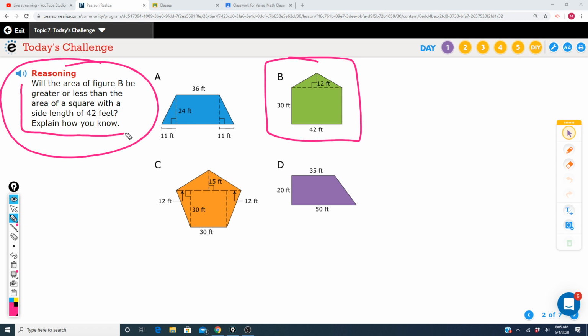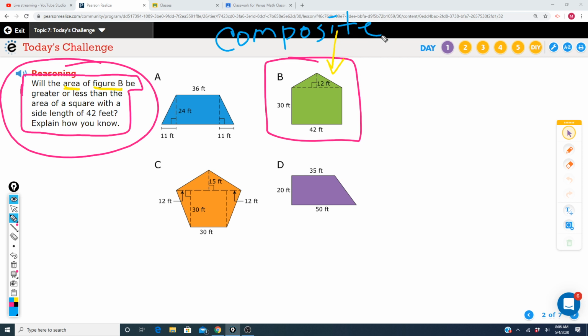It says, "Will the area?" So what are you trying to find in this question here? You're trying to find the area of figure B. And as we look at figure B, figure B is a composite figure. Composite. That's the proper math terminology here. I think I spelled that right.